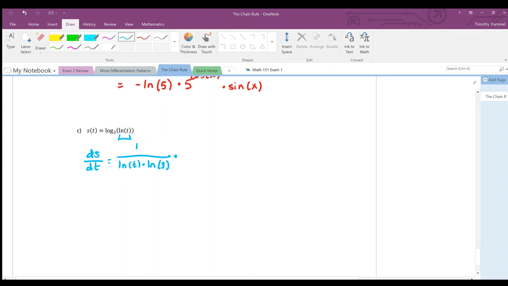Now, to finish this, we need to take the derivative of the inside function. That was the derivative of the outside. The derivative of the inside will just be whatever the derivative of the natural log of t is, and that is 1 over t. And so if we try to write this a little bit cleaner, this is going to just look like 1 over the natural log of 3 times t times the natural log of t.